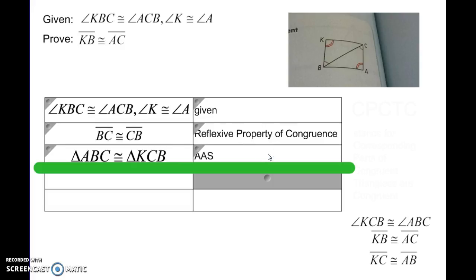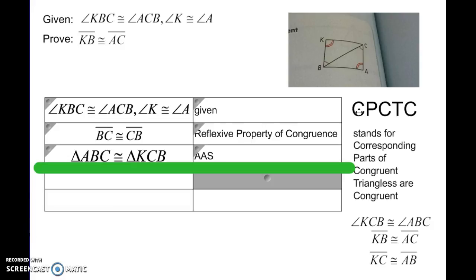Now everything up to here got our triangles congruent. Since our triangles are congruent, we know from section 4-1 that the remaining three pieces are now congruent, and those are called our corresponding parts. So we'll use what's called CPCTC, which stands for corresponding parts of congruent triangles are congruent. Notice the capital letters.